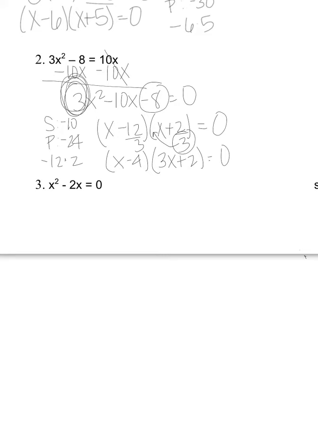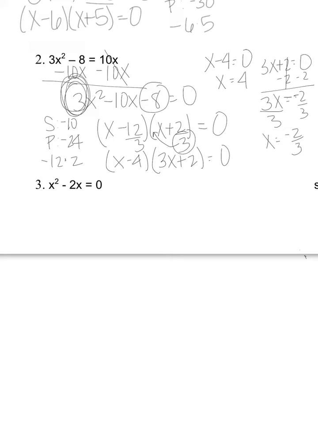Once I've factored, to solve for x you're setting each one of your factors equal to 0. So x - 4 = 0, so x would equal 4. And 3x + 2 = 0. If you can't figure that one out, actually work it out. Subtract 2. Divide by 3. So you get x = -2/3, and leave it in fraction.